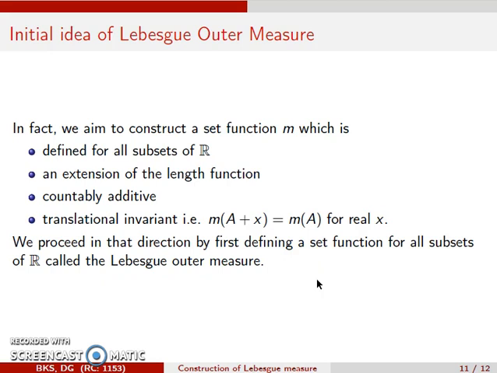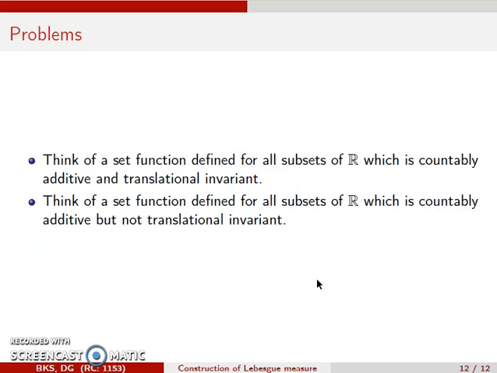We conclude this section by posing two problems for the readers. Try to think of a set function which is defined for all subsets of R, which is countably additive and translation invariant. And you can also think of a set function defined for all subsets of R, which is again countably additive but not translation invariant.